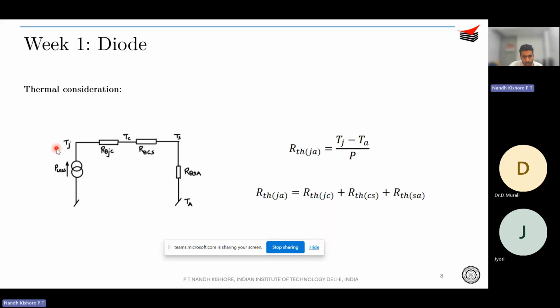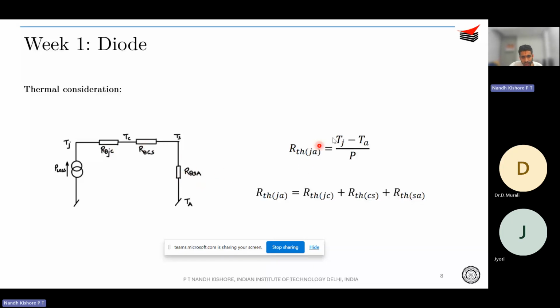Using that analogy, you can apply Ohm's law, and what you get is Tj minus Ta is equal to the drop across these three resistances, right? That is P loss into R theta Jc plus R theta Cs plus R theta Sa. Since all of these thermal resistances are in series, you can just add them up. That is, the total junction to ambient resistance would be the summation of the junction to case resistance, the case to sink resistance, and the sink to ambient resistance.